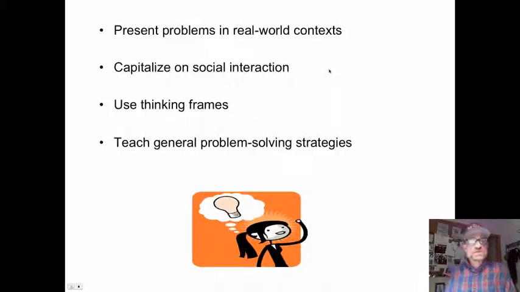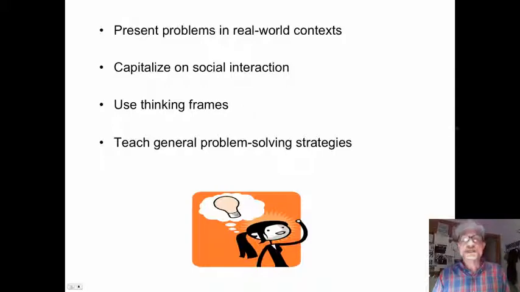As always, you want to present problems in real-world context to the greatest extent possible. Always, if you can make personal connections to what you are teaching, students are going to be more motivated and learning is going to be enhanced. Capitalize on social interaction. Talk is good. Students get to hear the thinking of others. They learn to think in different ways. They're exposed to different ideas.